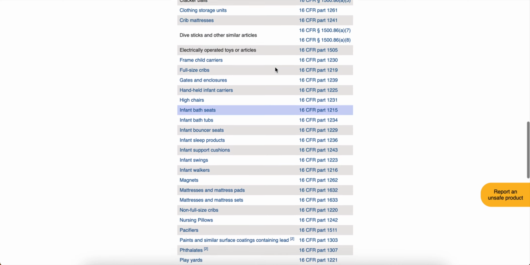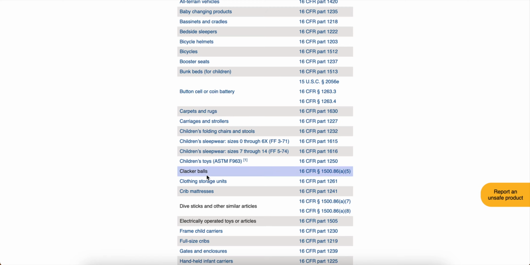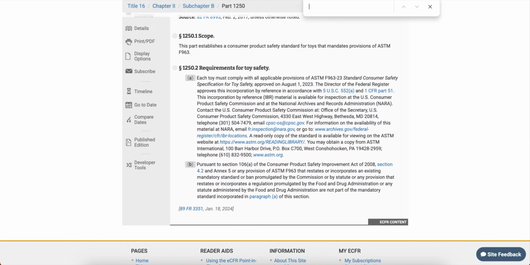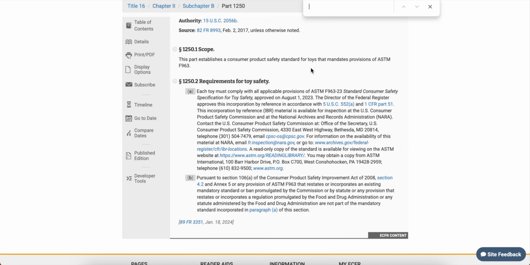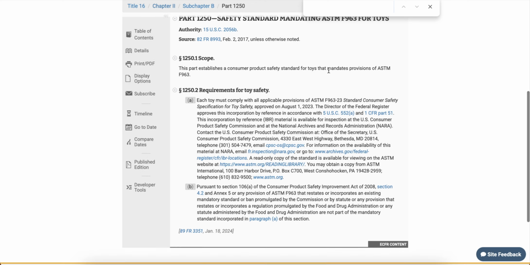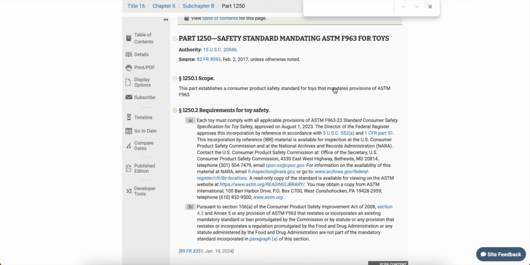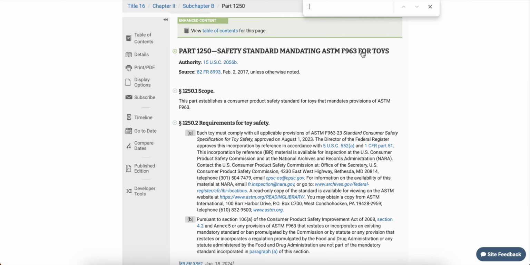Now, what are the practical implications of these? Part 1250 essentially states that children's toys must comply with ASTM F963. What this means is that ASTM F963, which is a standard incorporated by reference, is what really contains the safety requirements. You have legislation, you have a regulation in the ECFR here that mandates compliance with a product standard. And that's a concept that's important to understand, because you will find that also for certain other products.